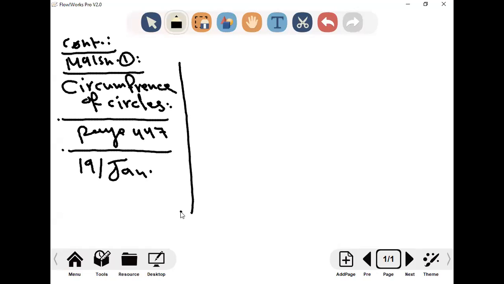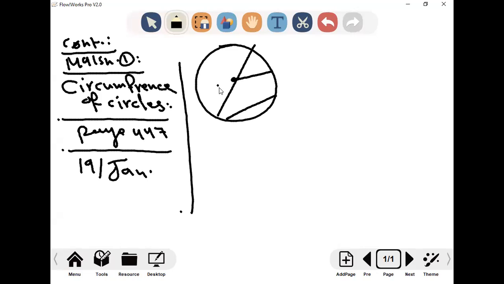Now let's remember what we took yesterday. Yesterday we took, this is a circle, and we took the definition of the circle. It's important. We have center, we have chord, we have radius, and we have diameter, right? We call this diameter, and this is the center, and this is the radius. And this is, we call it chord, right? And we said that the diameter is 2 radii. So the diameter is 2 radii.